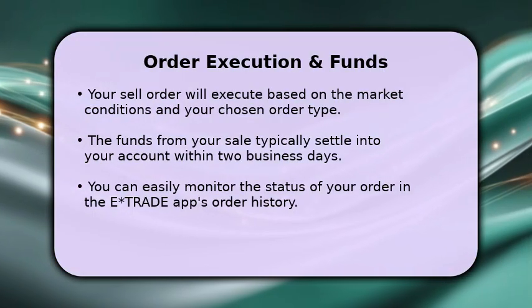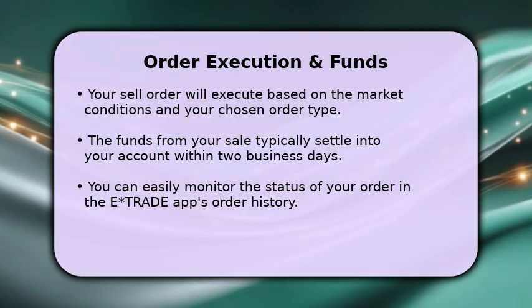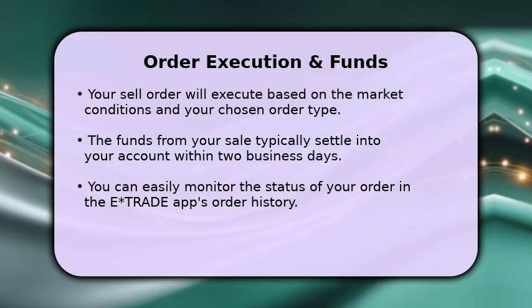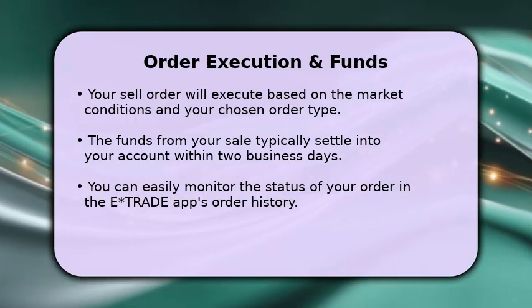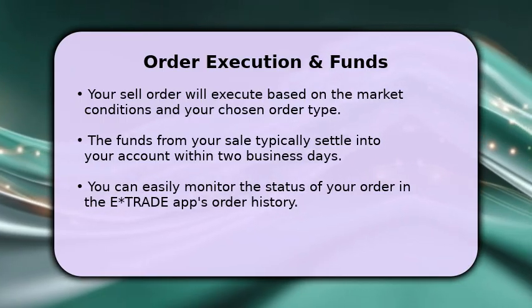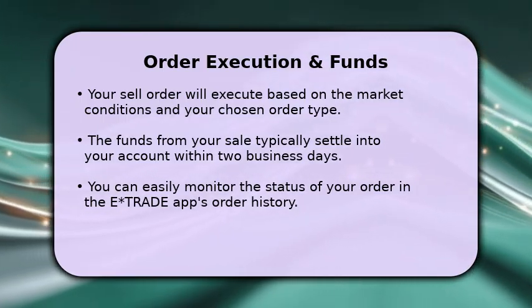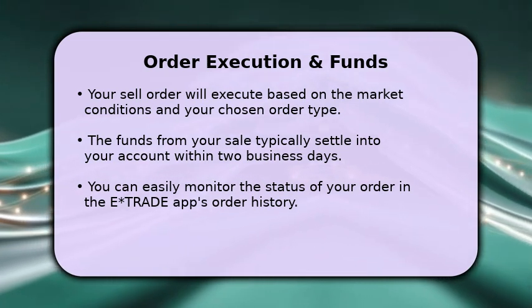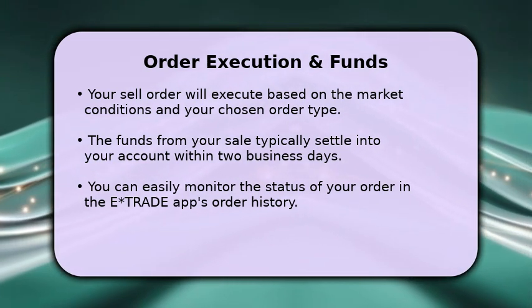After confirming, your order will be sent to the market for execution. If you placed a market order, it should execute almost immediately. For limit orders, it will execute when your specified price is met. Once executed, the funds from your sale typically settle into your account within 2 business days. You can always check the status of your order in the app's Order History section for peace of mind.